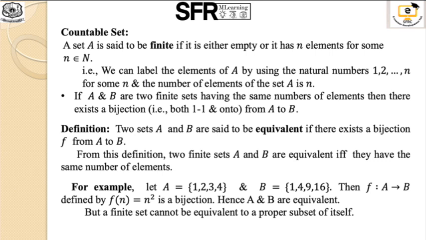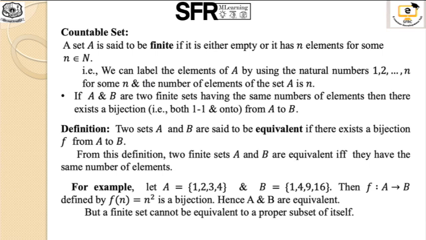For example, let us take two sets, A as 1, 2, 3, 4 and another set B as 1, 4, 9, 16. You notice the elements of the set B are the squares of the elements of A. Therefore, we can define the mapping f between the sets A and B by f of n equal to n square for all n belonging to the set A. Whenever you take 1, the image is 1 square, for 2 the image will be 4, for 3 the image will be 9, and for 4 the image will be 16.